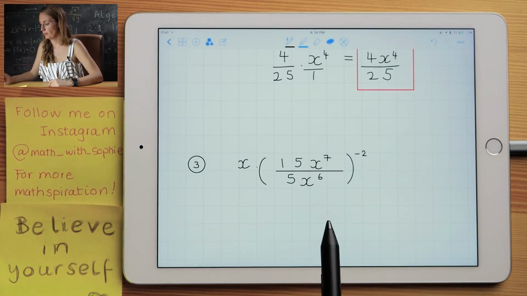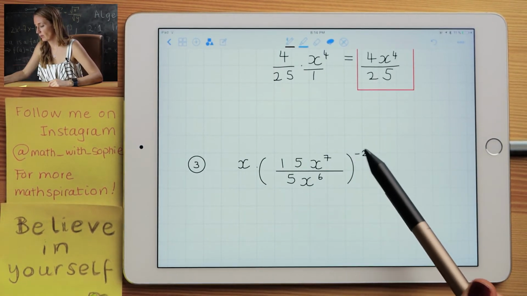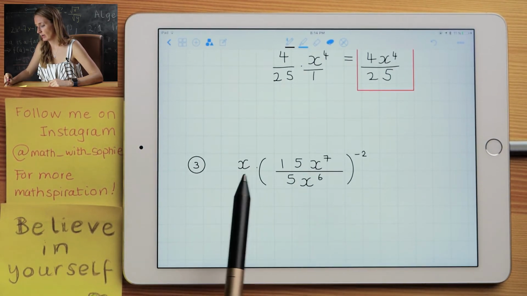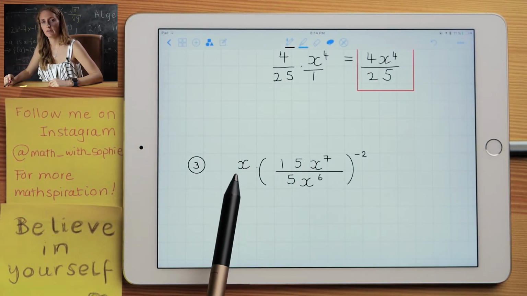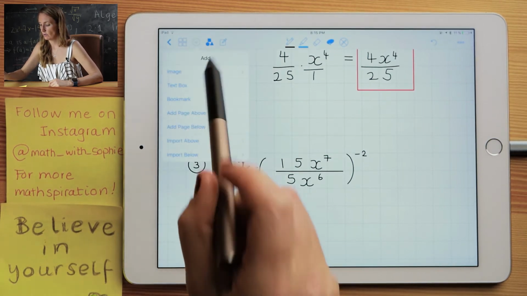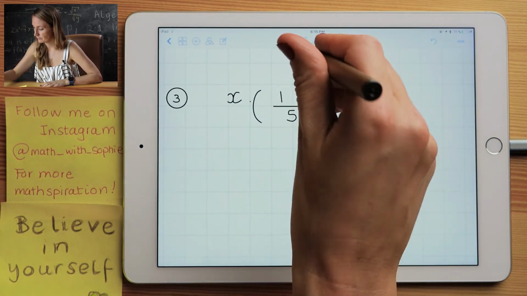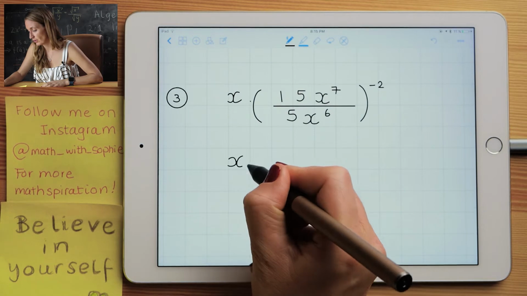So now we've got multiple things going on. We've got a negative power here outside the bracket, some tidying up that needs to be done inside the bracket, and some multiplication on the outside with the x. So remember BIDMAS, we're always going to start with inside that bracket, tidying it up as much as possible. By now you're knowing the drill.